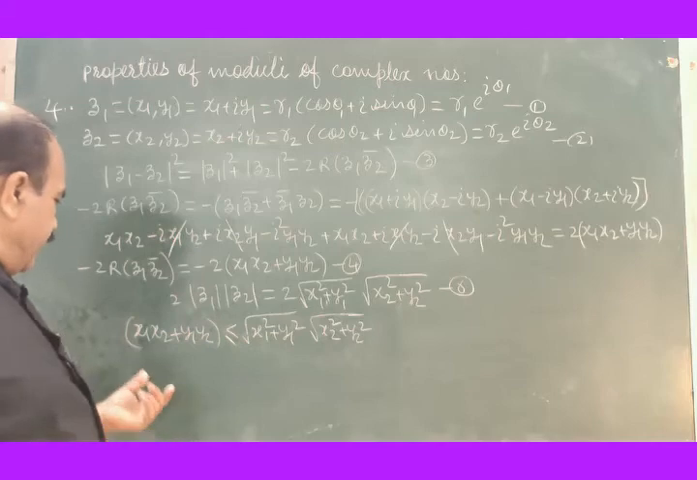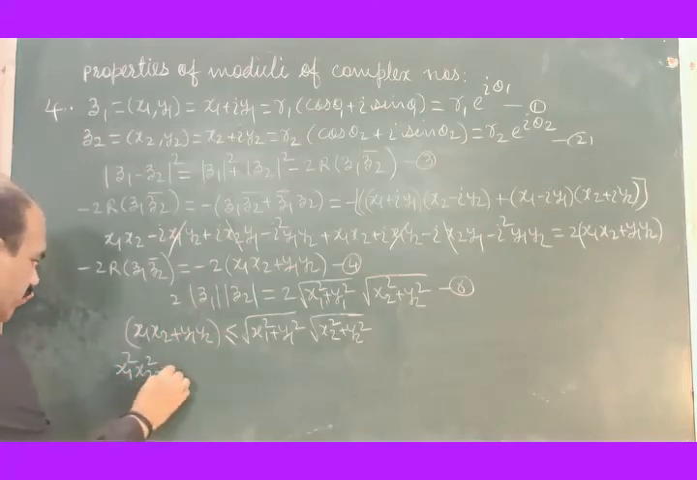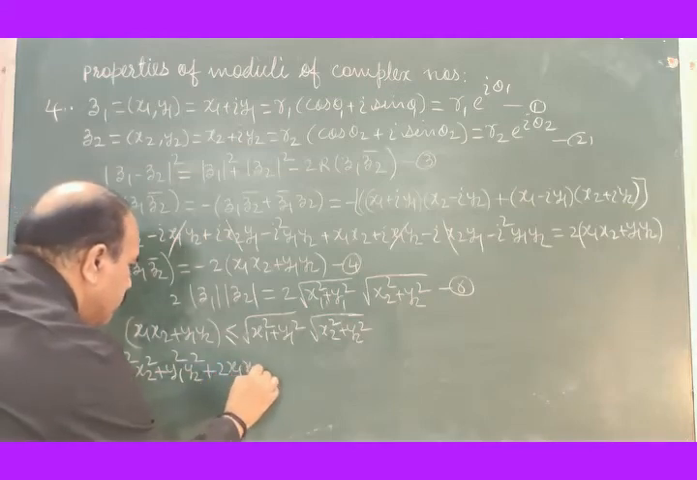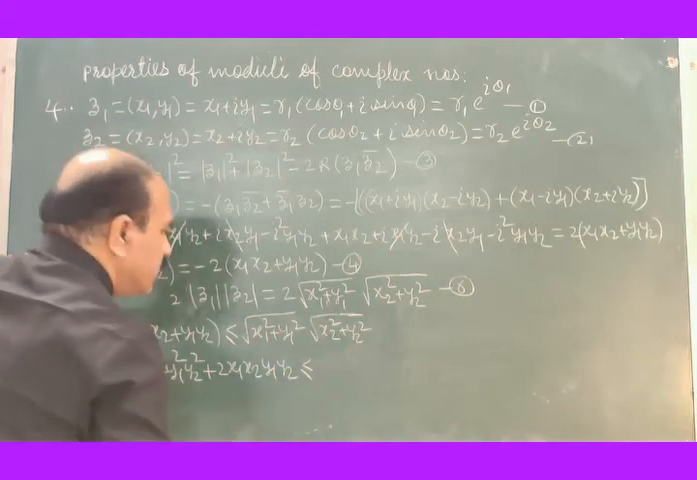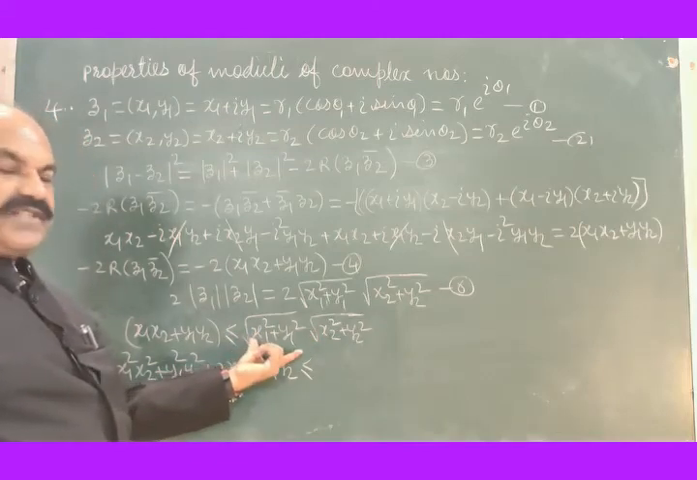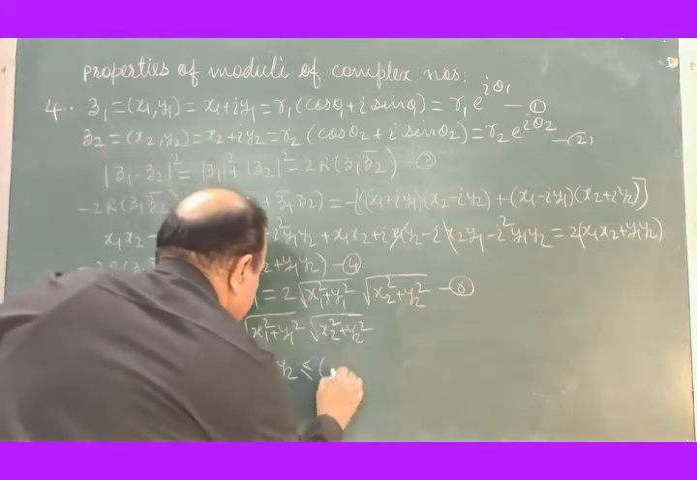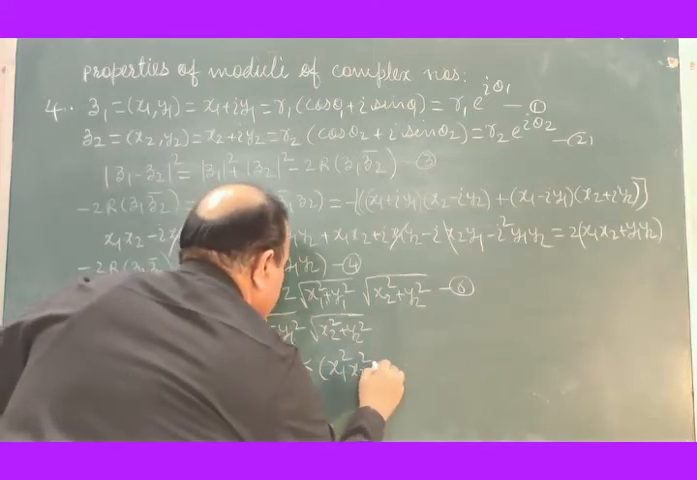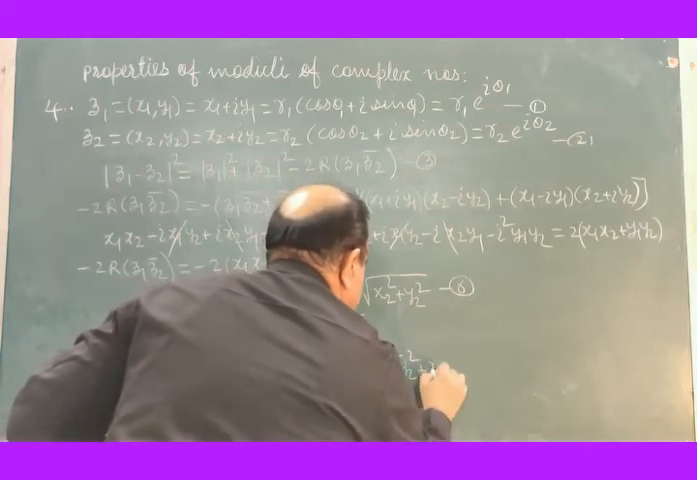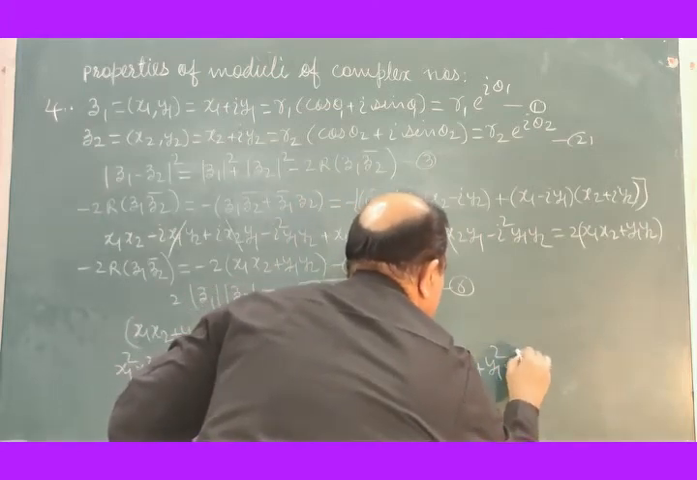Square both sides of this. If we square both sides, we will get x1 square x2 square plus y1 square y2 square plus 2 x1 x2 y1 y2, less than or equal to: if we make the square of this side, it will be x1 square plus y1 square in one bracket into x2 square plus y2 square in the other bracket, and the product of this will be x1 square x2 square plus x1 square y2 square plus x2 square y1 square plus y1 square y2 square.